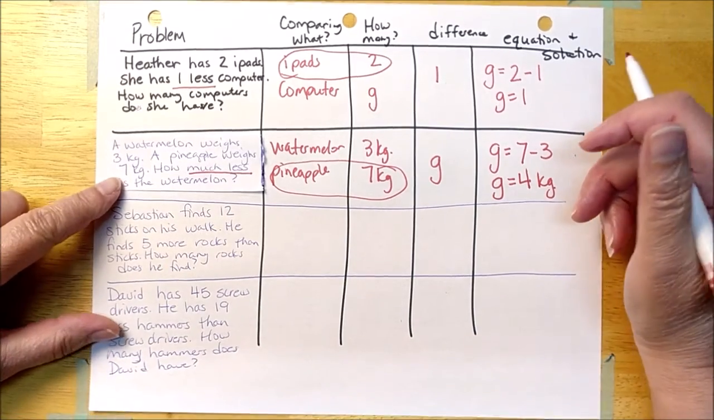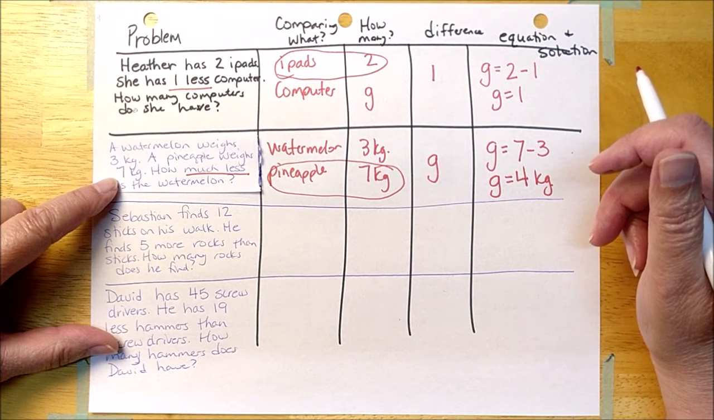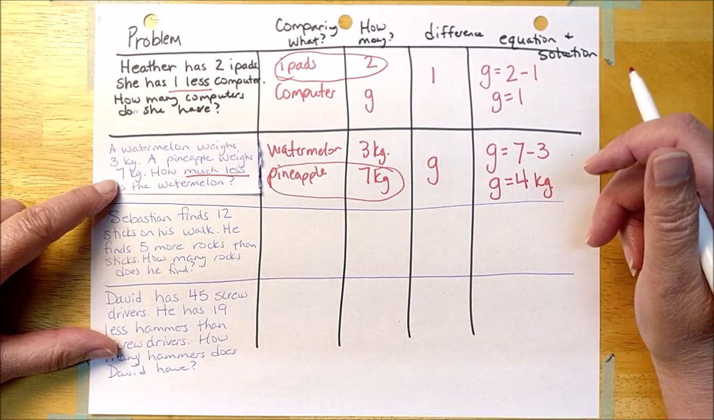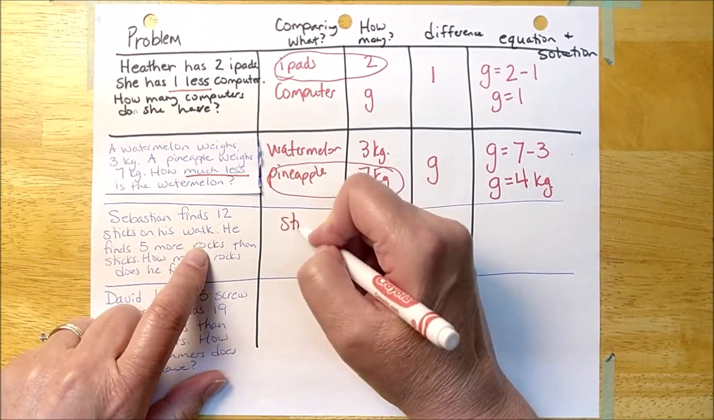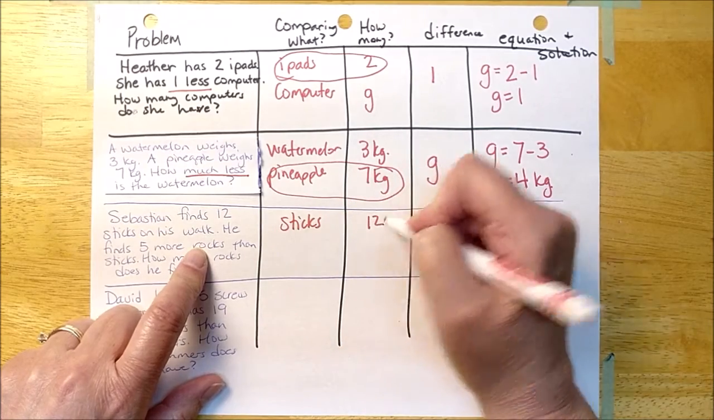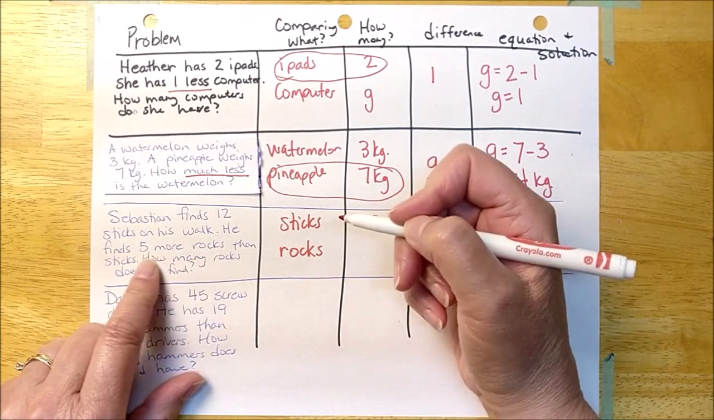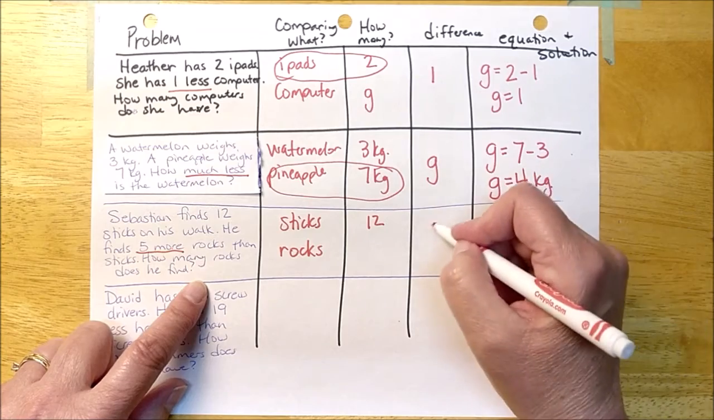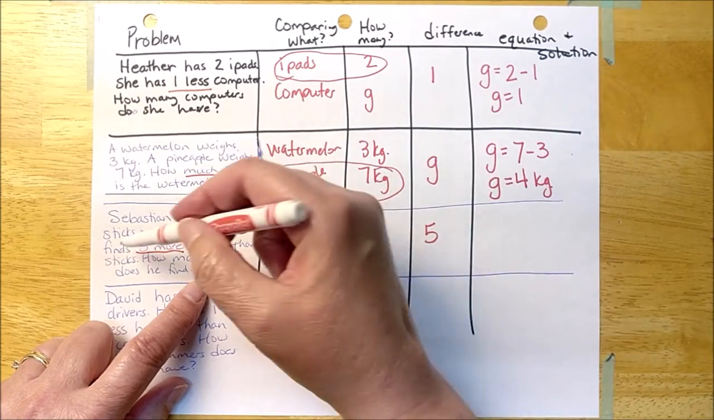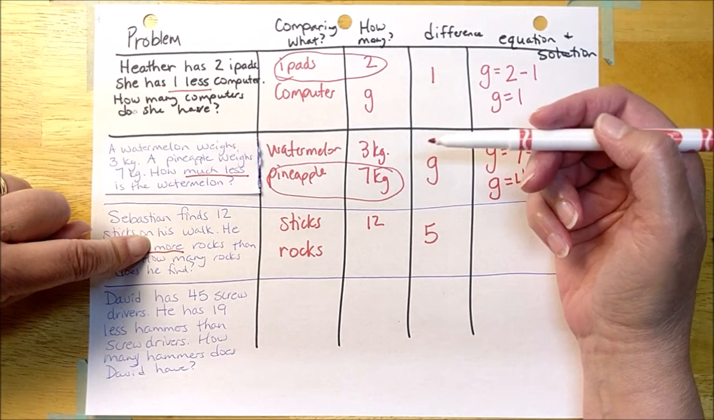Okay, Sebastian finds 12 sticks on his walk, and he finds 5 more rocks than sticks. How many rocks does he find? Okay, so Sebastian finds sticks on his walk. He has 12 of them. He finds rocks on his walk, and he has 5 more rocks. So as soon as I see those words 5 more, I know that is my difference. So he finds 5 more rocks.